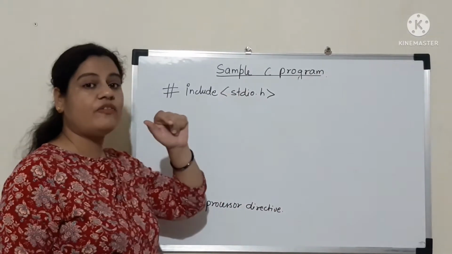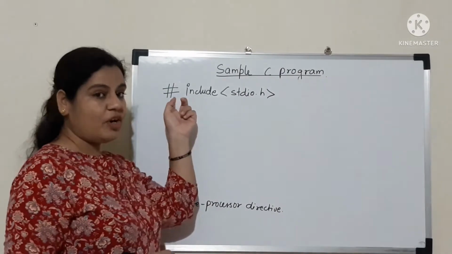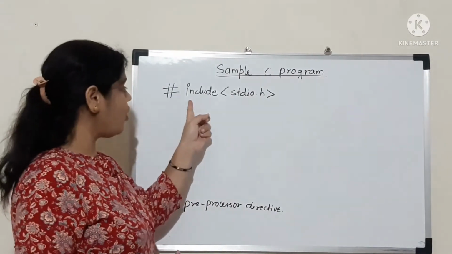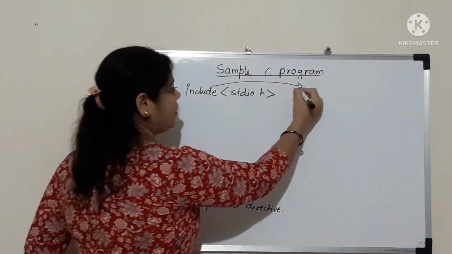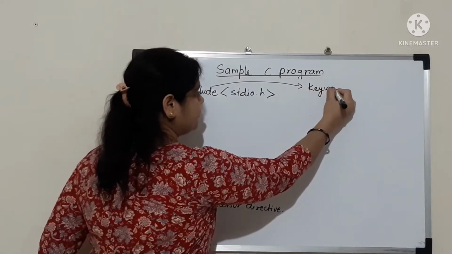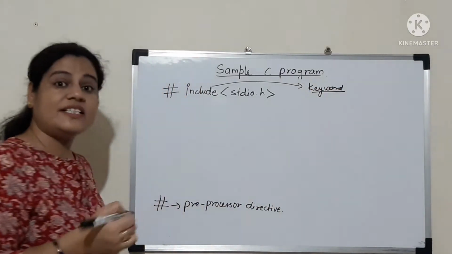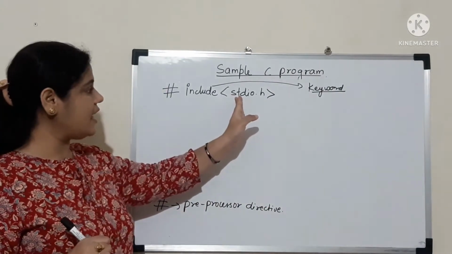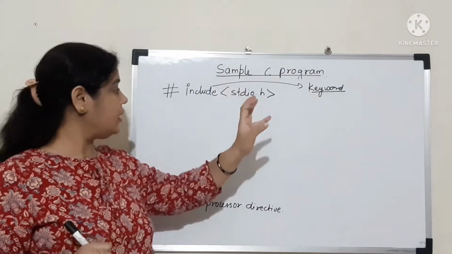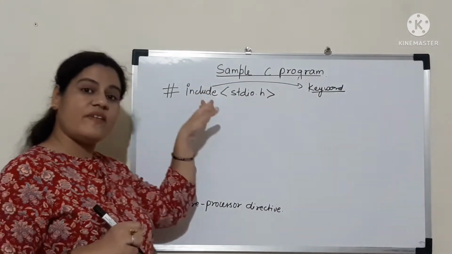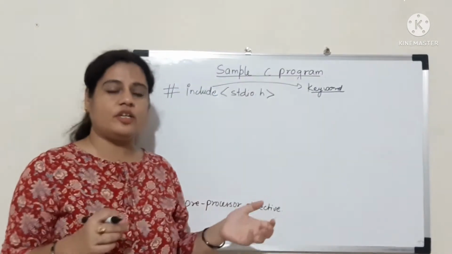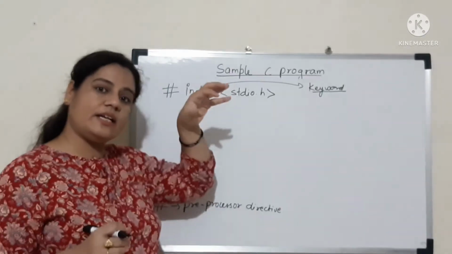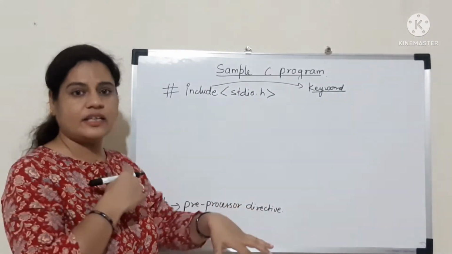Now, which header file? This is the preprocessor directive, and this is the header file which we are going to use. Here is include. Include is a keyword. It's a reserved word to include a header file. What is the name of the header file? stdio.h. But reserved word means you always need to use include. You can't use include today and attach tomorrow. No, because include is the reserved word to use the header file, nothing else.